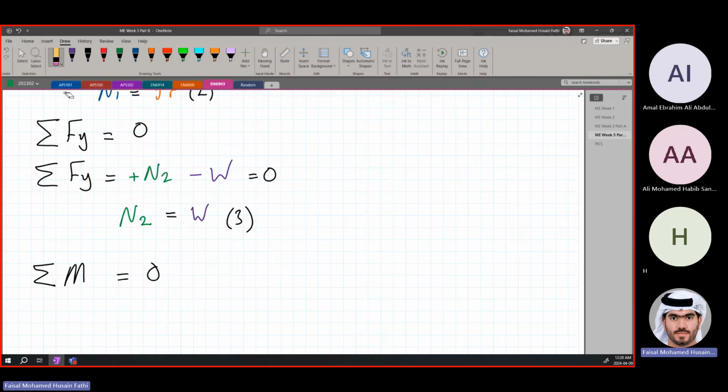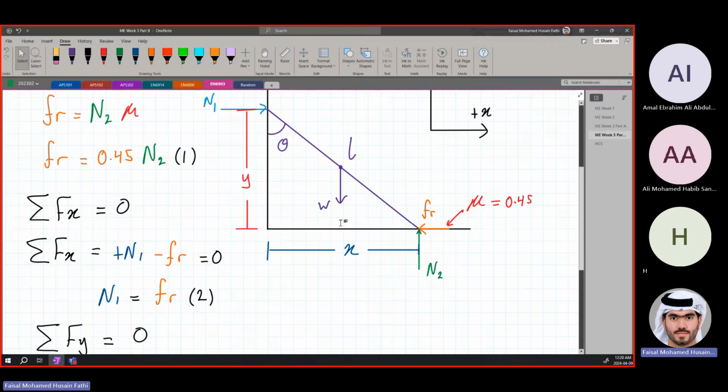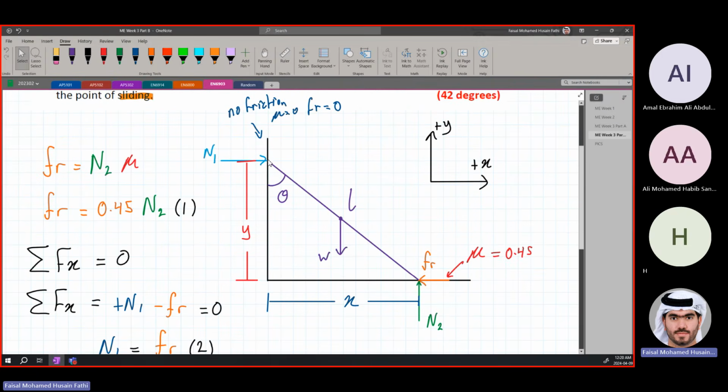Which moments are we going to take? We can take one of 2 points. We can either take the point up here. Let's name this point 1. This point is point number 1. Or this point, point number 2, which is the point where the ladder is hitting the floor.